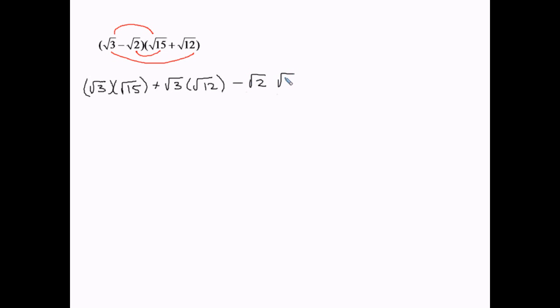So I'm going to FOIL it first. Gives me the square root of 3 times the square root of 15. Outside, square root of 3 times the square root of 12. Inside, square root of 2 times the square root of 15. Don't forget your negative there. And then last, negative square root of 2 times the square root of 12.